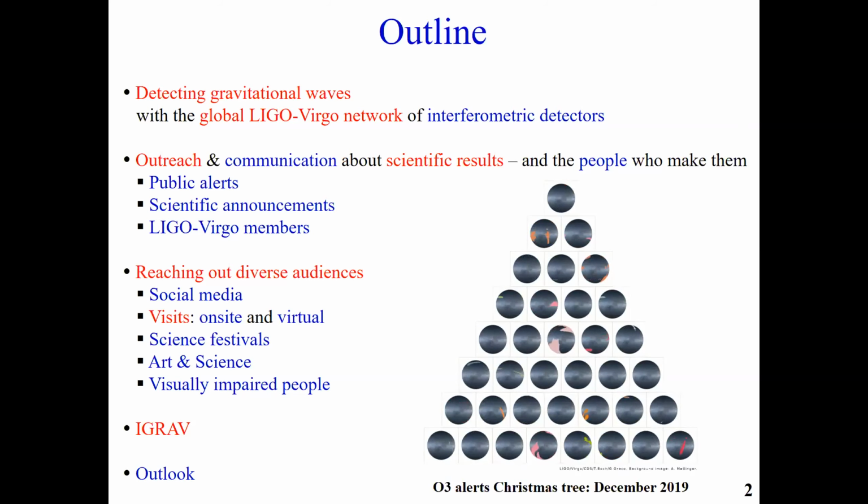I will talk about the scientific announcements and show what we do to promote LIGO Virgo members. Then I will switch to the second part, reaching out to diverse audiences: social media, visits, science festivals, art and science, and other things that we do, for instance, for visually impaired people. And finally, I will briefly mention the iGrav initiative and then conclude.